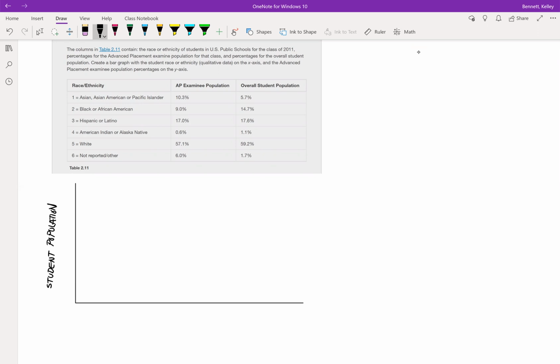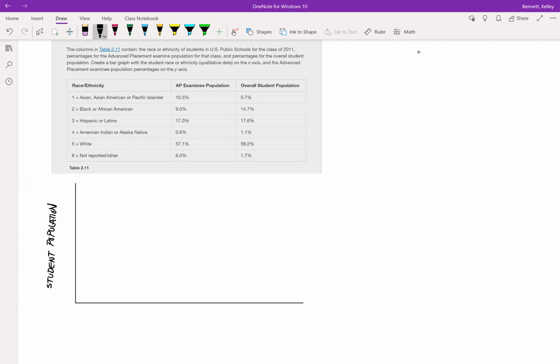There's a way that you can actually do them side by side. Like if you wanted to compare proportion, this is a very popular thing in the media, right? We want to say, okay, for example, Black or African American, they represent 14.7% of the student population. So why do they only represent 9% of the AP, right?